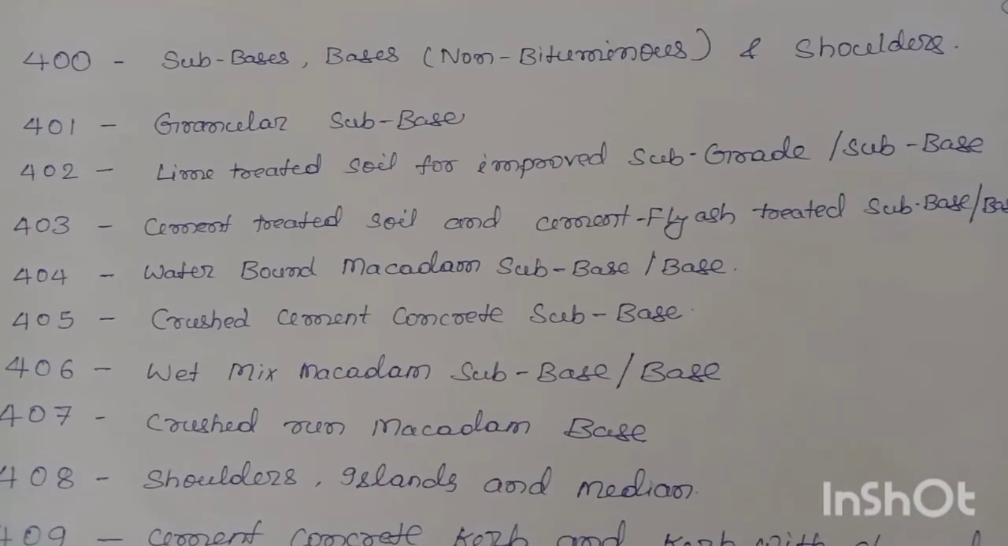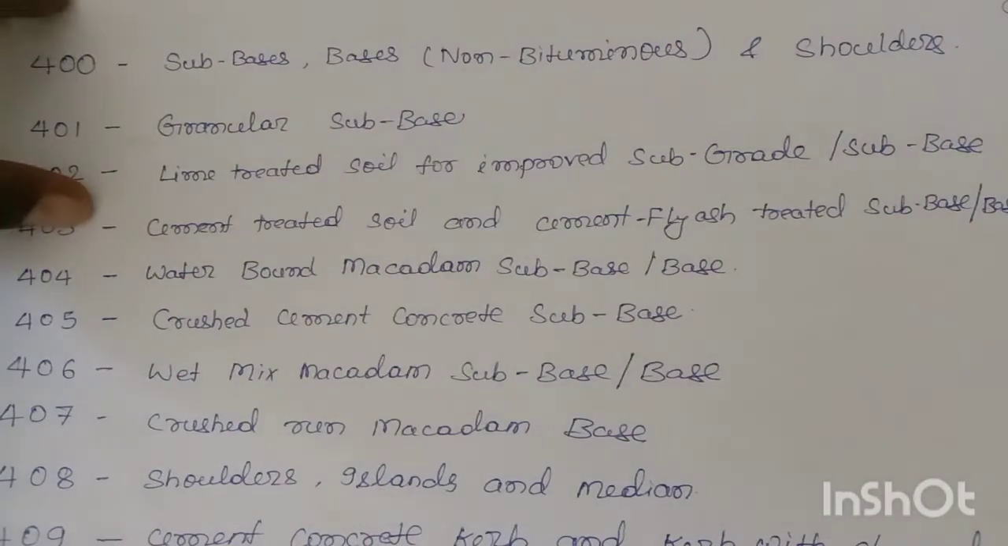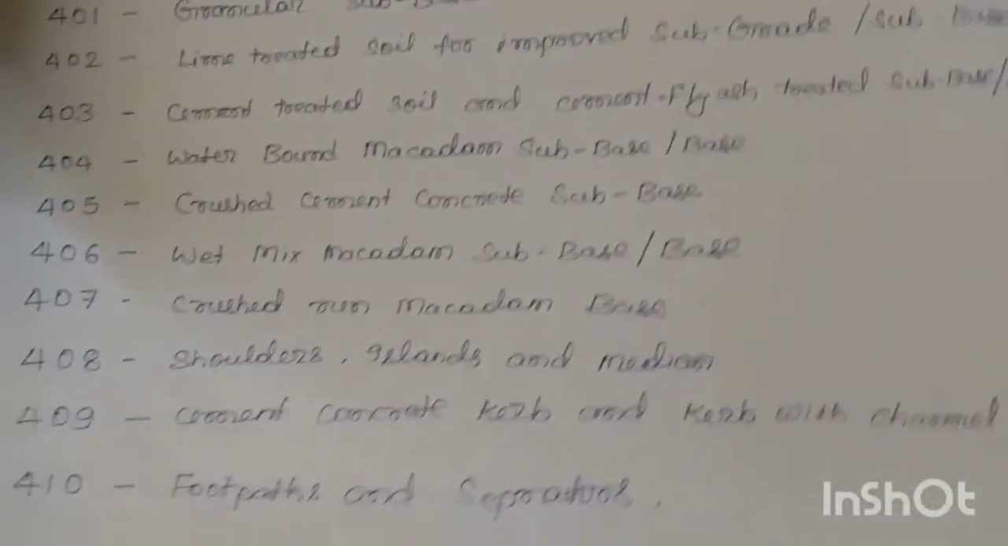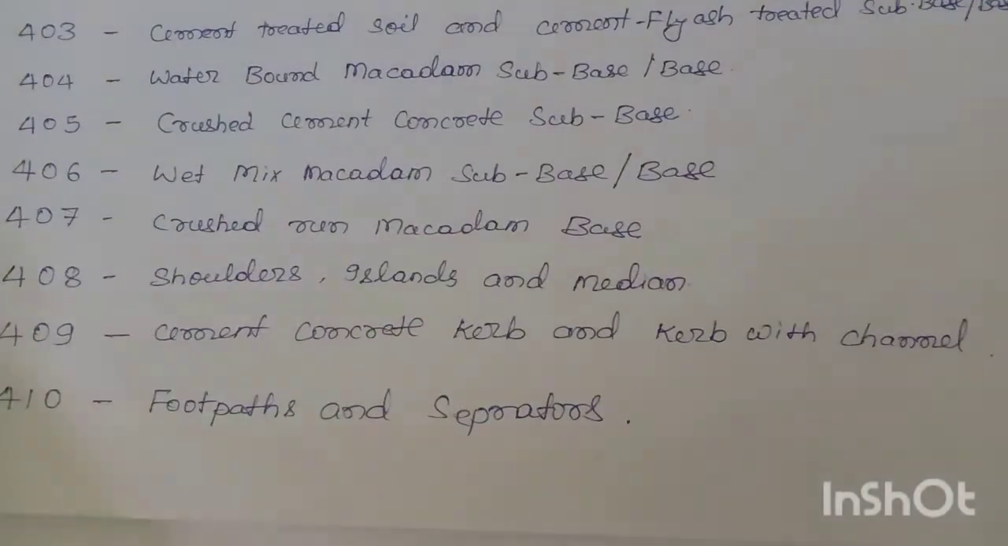405 Crushed cement concrete sub base. 406 Wet mix macadam sub base base. 407 Crushed run macadam base. 408 Shoulders, island and median. 409 Cement concrete kerb and kerb with channel. 410 Footpaths and separators.